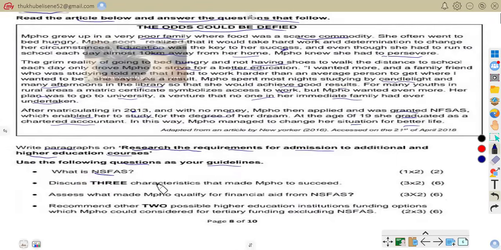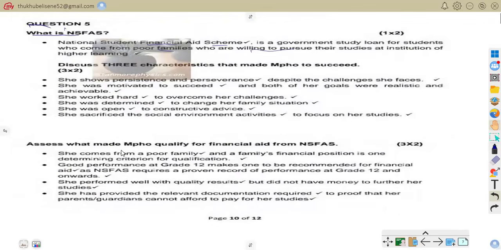The second question says, discuss 3 characteristics that made Mpho succeed. So we know the question is all about the characteristics that made Mpho succeed. She shows persistence and perseverance despite the challenges she faced. Mpho continued working hard despite facing difficulties. Remember, she was from a poor family. She had to walk 10 kilometers to school. But she showed persistence, and that perseverance was there for her. She kept studying even when her family struggled financially.